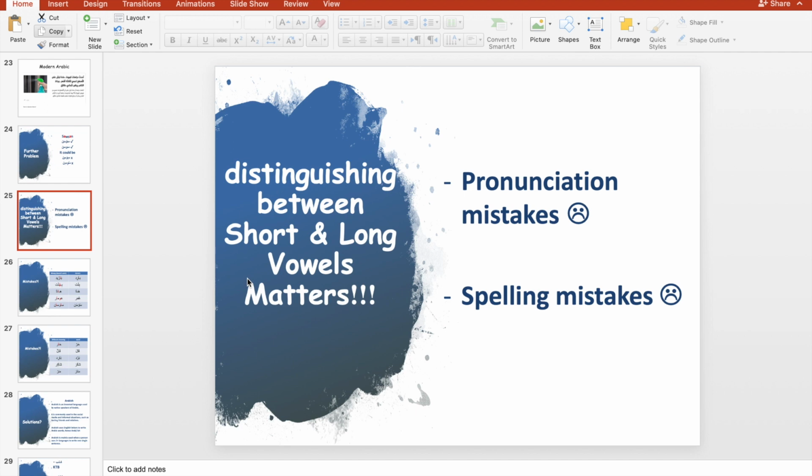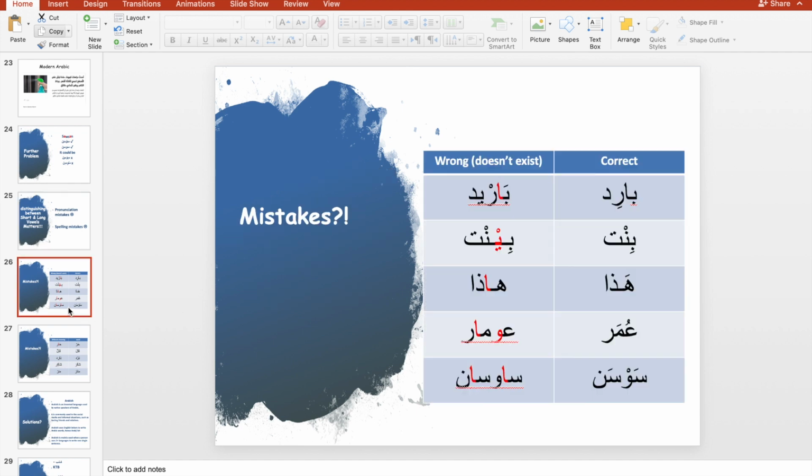There are two kinds of mistakes made because of the vowels. Number one, the students would produce a nonsense word that doesn't exist in Arabic. For example, they would say barid instead of barid, bint instead of bint, هذا instead of هذا.